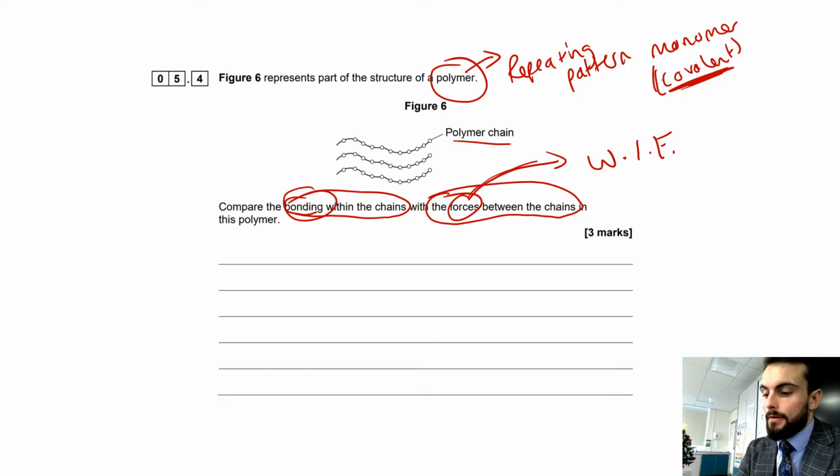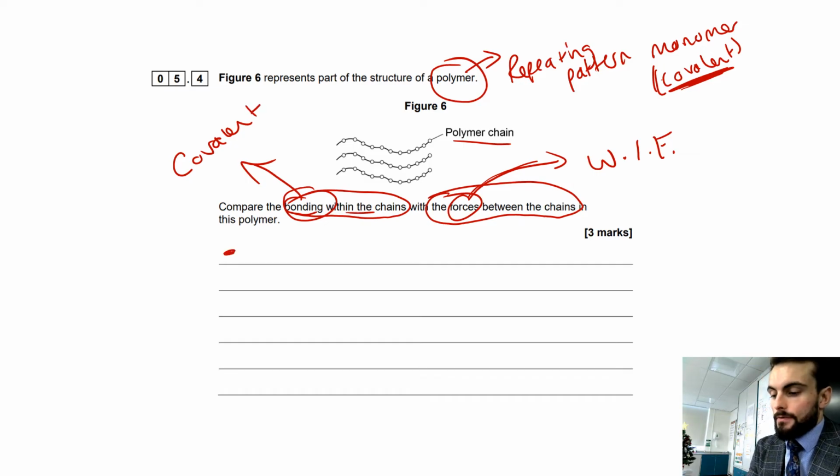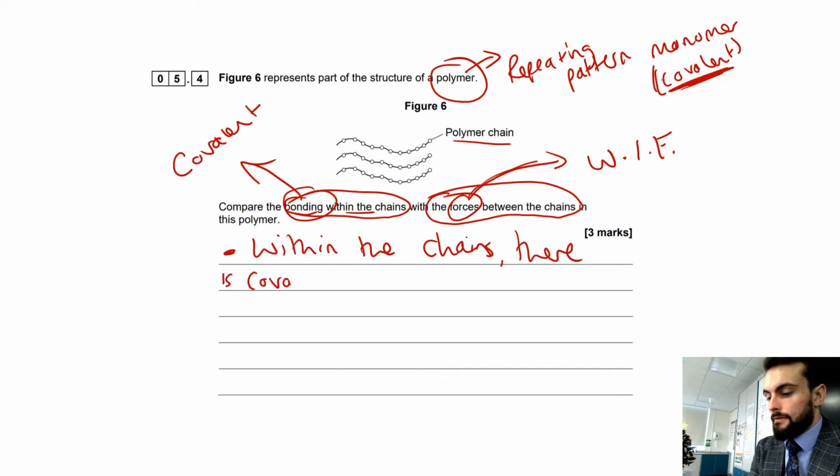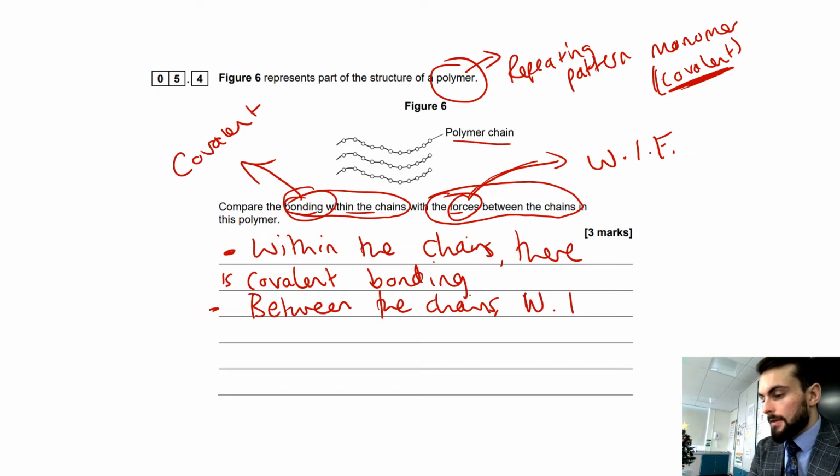And then we've got compare the bonding. What kind of bonding is it? If it's a polymer, it's covalent. So let's talk about within the chains first. So within the chains, what kind of bonding is it? There is covalent bonding. That's your first mark. Then we look at between the chains. It's giving you a hint because it says forces. Between the chains, there are weak intermolecular forces. That's your second mark.